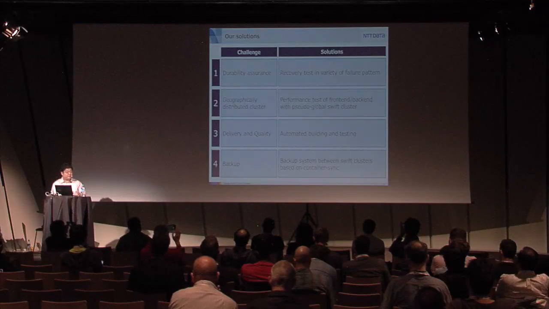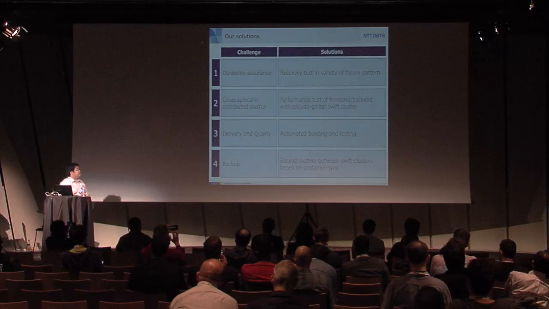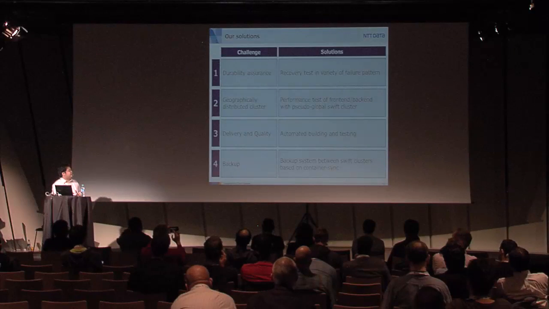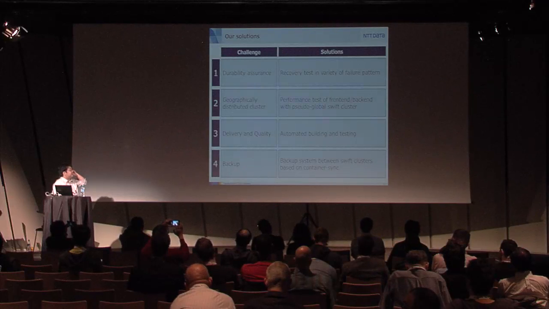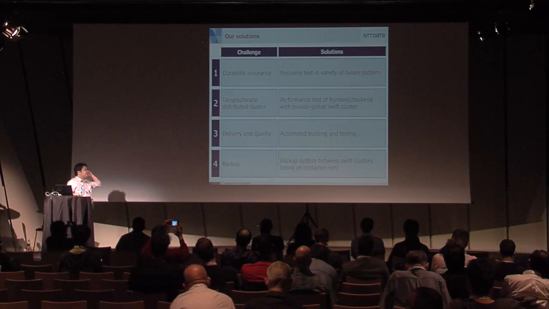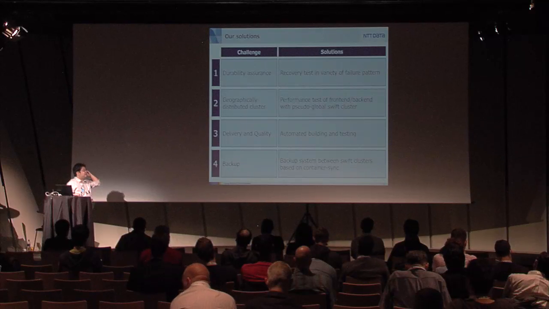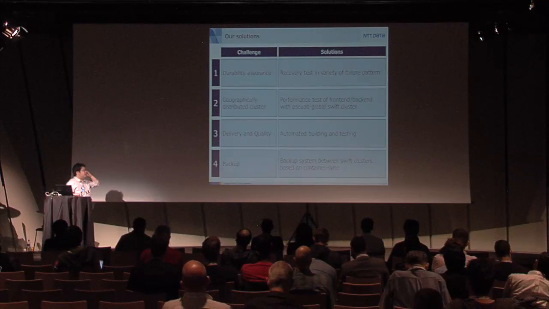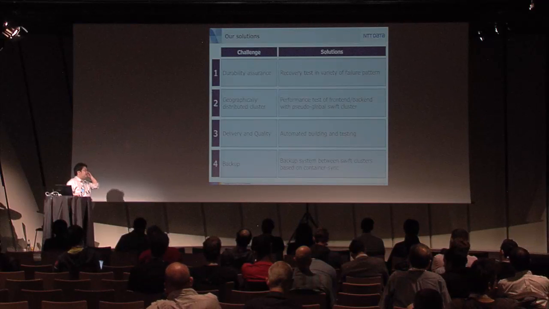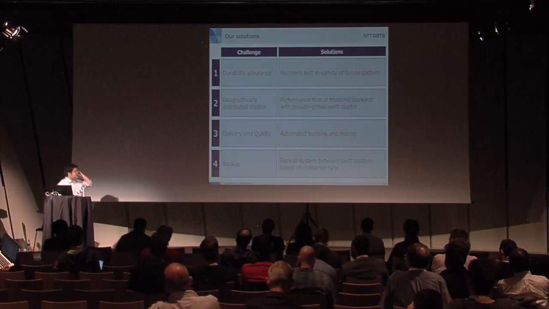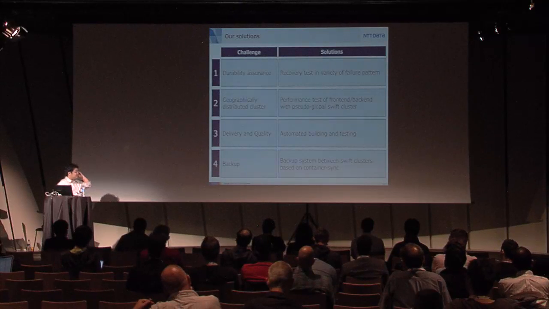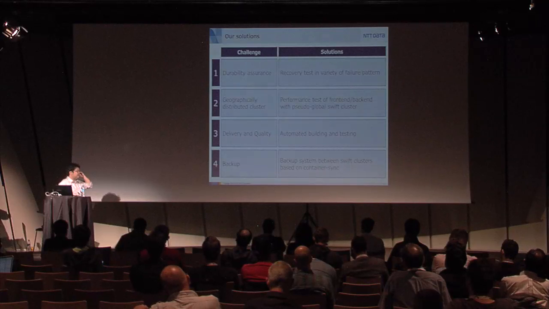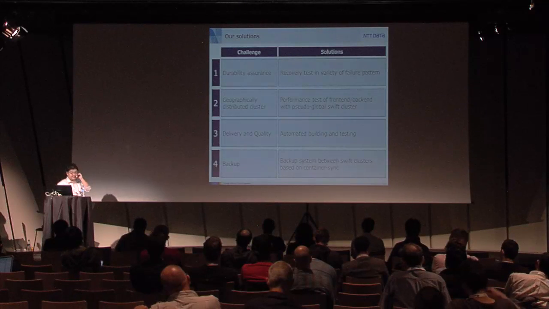To ensure data safety, we did a recovery test in a variety of failure situations to realize the geographically distributed cluster. We constructed the shared geographically distributed cluster and tested it. For delivery and quality problems, we constructed automated building and testing tools and automatically build and test the Swift cluster. And finally, for backups, we made the backup system between two Swift clusters based on container sync.